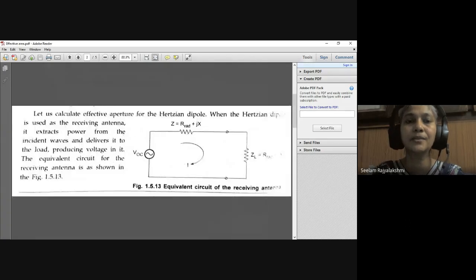Let us calculate the effective aperture for the Hertzian dipole. Here we are considering the Hertzian dipole as a receiving antenna. It extracts the power from the incident waves and delivers it to the load, producing a voltage in it. This is the circuit, and this is the load. The impedance is R rad plus jX, and the load we have connected is the complex conjugate of the impedance, so ZL equals R rad minus jX.